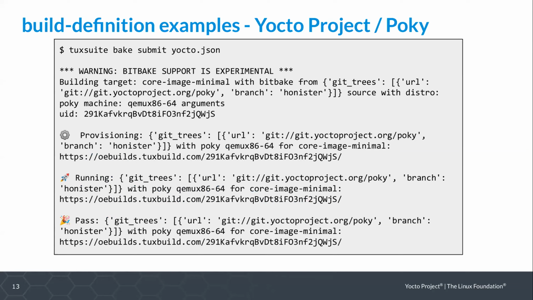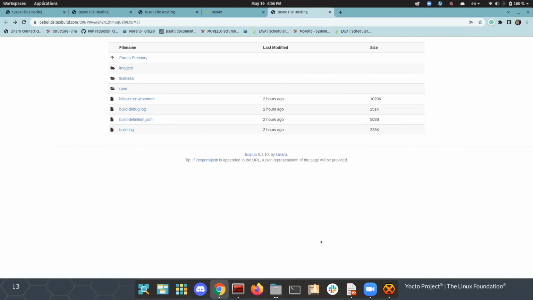So this is how the output would look. It is provisioning a machine. Once a machine is booted up and starting to build your code base, it will move to a running stage. After the running stage, once the build is done, it will show whether the build passed or failed, and it'll have the build URL. So let me just go to the web page.